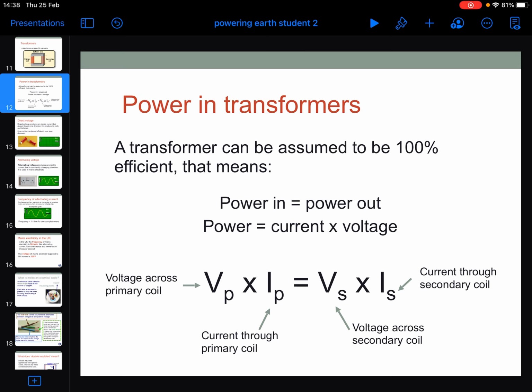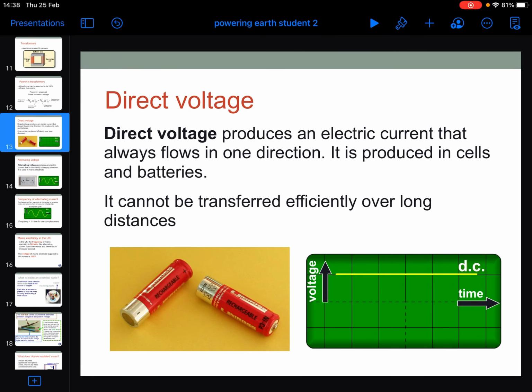So let's carry on with P8.2. We are looking at direct voltage. Direct voltage produces an electric current that always flows in one direction. It is produced in cells and batteries and cannot be transferred efficiently over long distances.